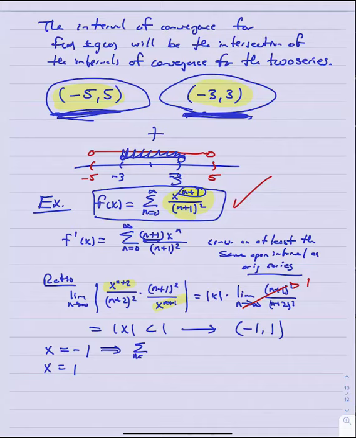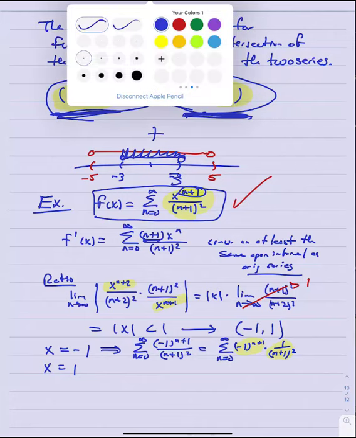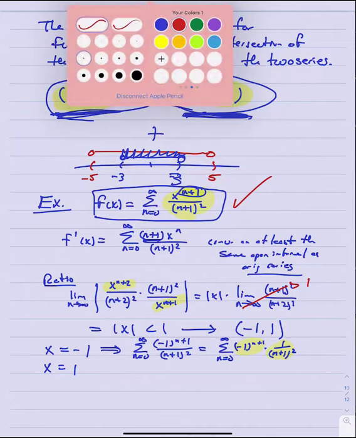I get the sum from n equals 0 to infinity of (negative 1)^(n+1) over (n+1)², which I recognize is just the sum of (negative 1)^(n+1) times 1 over (n+1)². And I don't have to think very long to realize that this creates alternating terms. And if I look at the other part, the 1 over (n+1)², that's definitely positive, has a zero limit as n goes to infinity, and forms a decreasing sequence. Therefore, by the alternating series test, I know that this series is convergent.